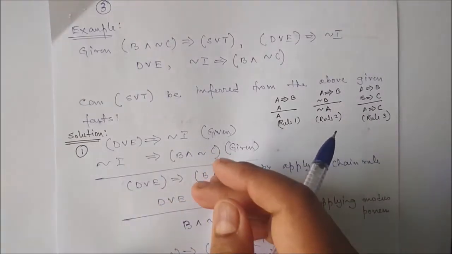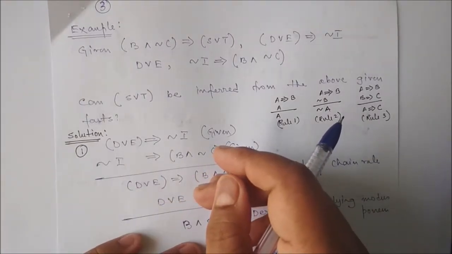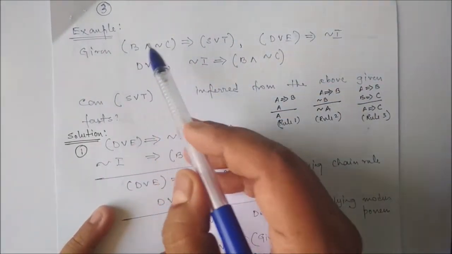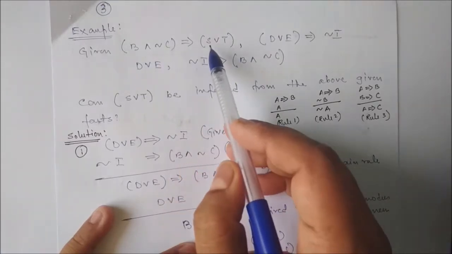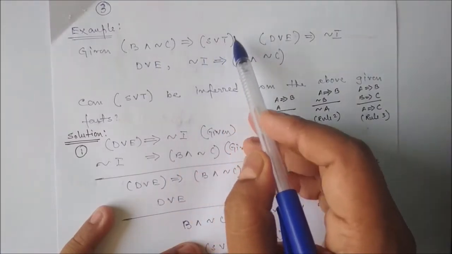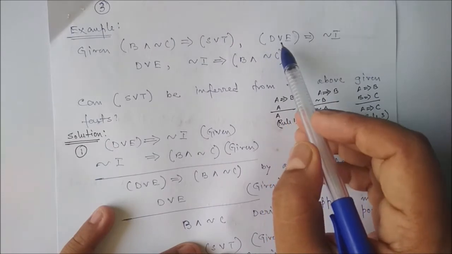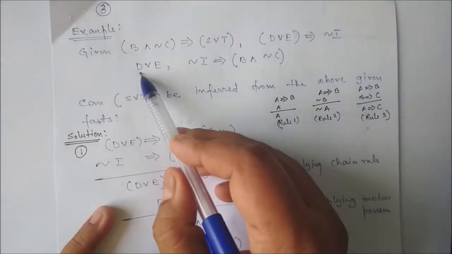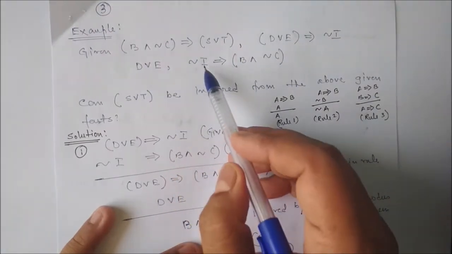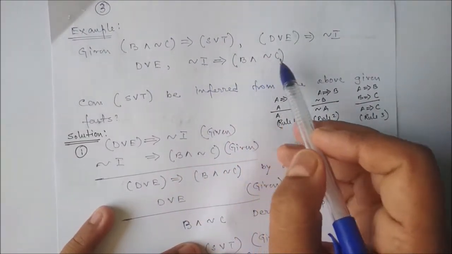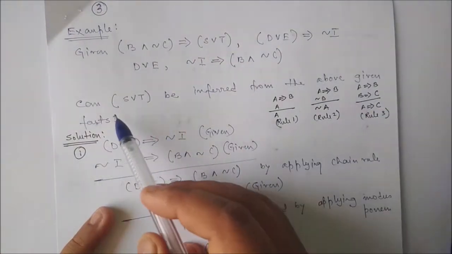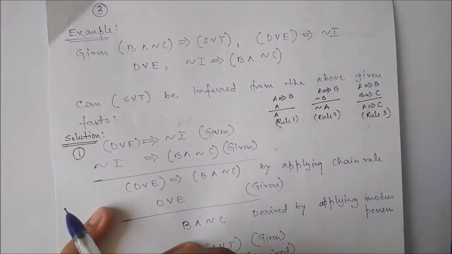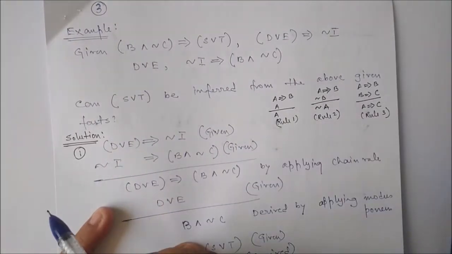Now we can solve a problem using the given rules. Suppose these facts are given. Fact number 1: B and not C implies S or T. D or E implies not I is true. D or E is true. Not I implies B and not C is true. All are given. We have to conclude: can S or T be inferred from the above given facts? Can you check whether this is true?